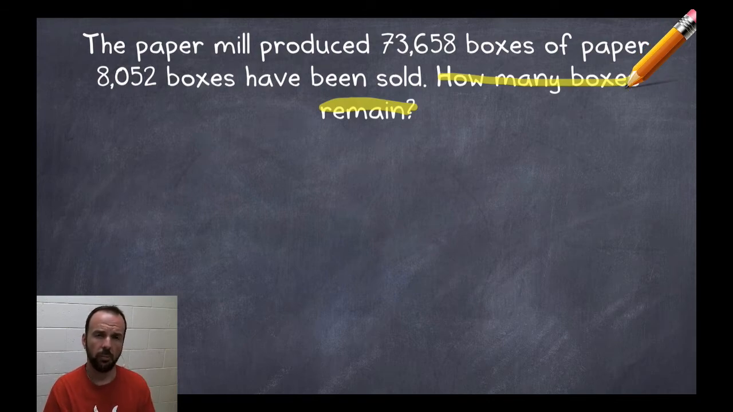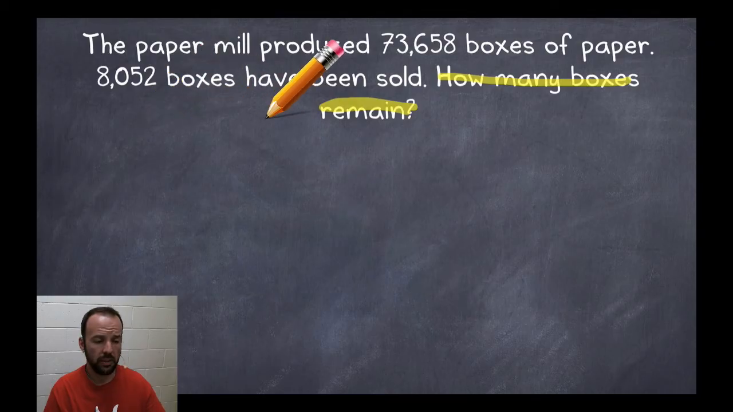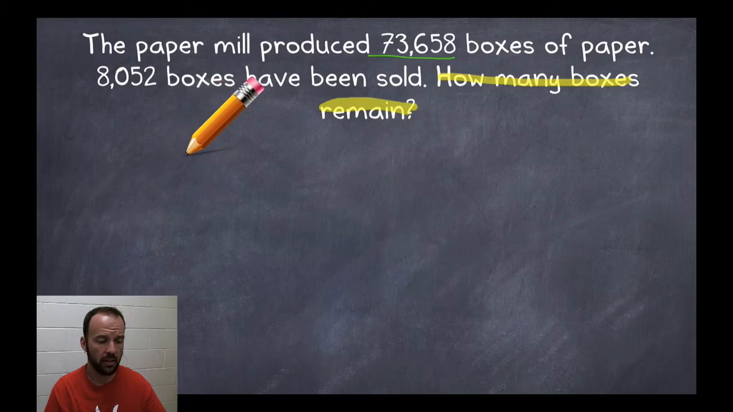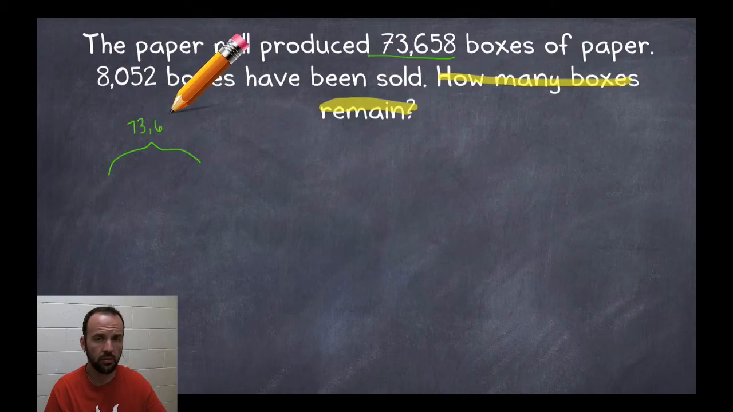So from here, I would jump into the tape diagram part of things and draw it out so I know exactly what I need to do, and I can see how I can find the answer to the question that they're actually asking me. So again, like we've done previously, I know my whole number, right? I know all of the boxes that I had, which was this 73,658. So I know that's going to be my total, right? That's what I'm starting with. So I'm going to write that up here, 73,658.